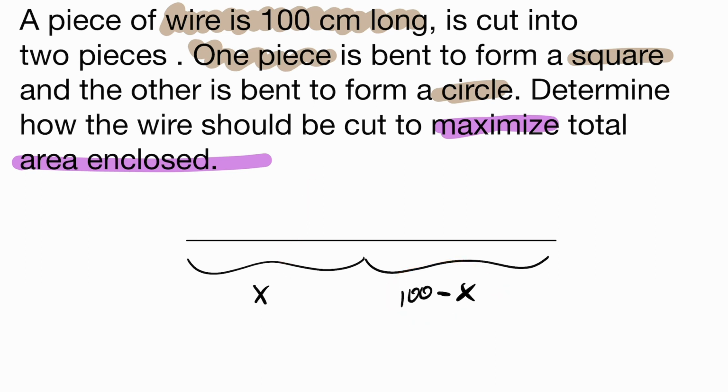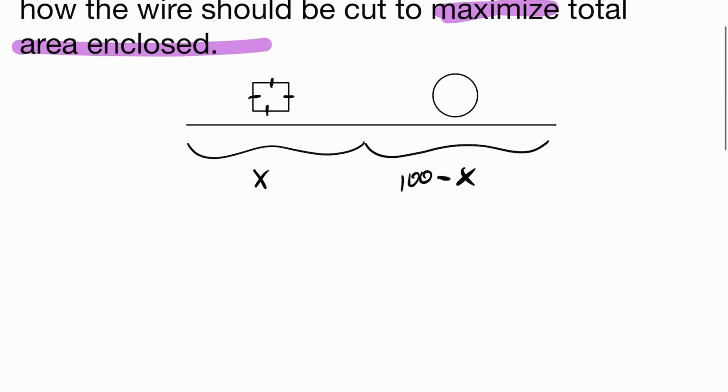The first shape I'm creating is a square. And my second shape is going to be a circle. These are our two shapes. So I'm looking to maximize the area of these two shapes.